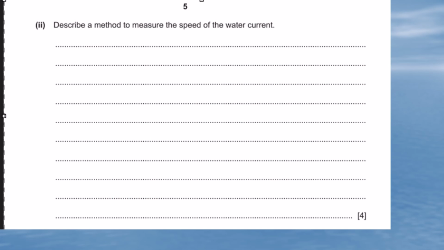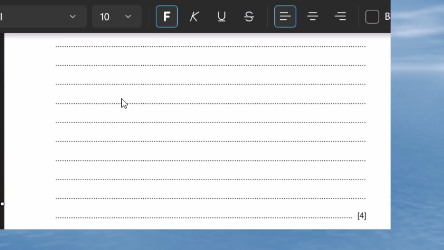Then they ask to describe a method to measure the speed of a water current, and this is actually mentioned exactly on page 76 in the book, how you do that. But since it's 4 points, we have to be a little specific to get all 4 points, and I would write something like this.